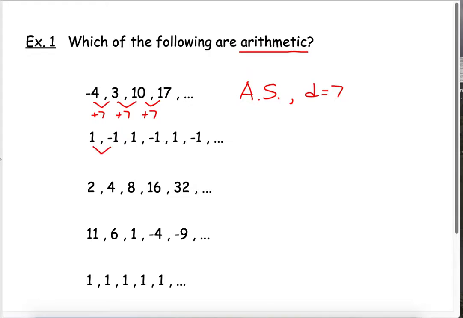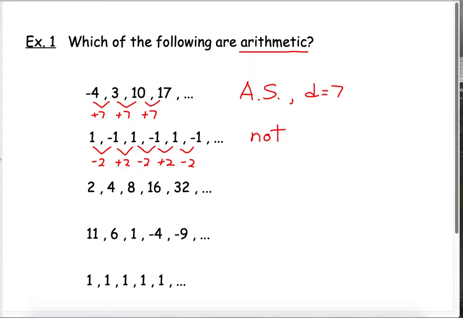We're at 1, we get to -1. Well, we had to subtract 2. But then we go -1 to 1, that's adding 2. And then 1 back down to -1, that's subtracting 2. Adding 2, subtracting 2. That's a pattern, definitely, but it's not the pattern we're looking for. We're looking for adding the same number every time or subtracting the same number every time, not alternating. So this one is not an arithmetic sequence.